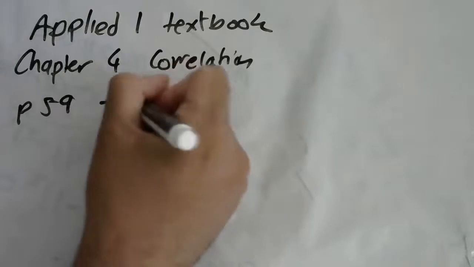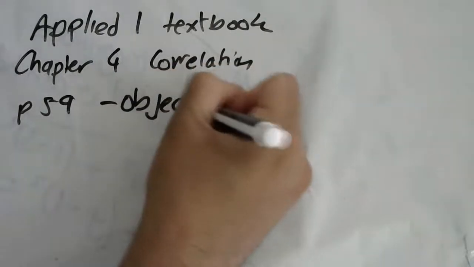Where would you find those objectives? You find them on page 59. So if you want to know what we're doing, that's what we're covering. I'm not going to copy them out for you because it's loads of words, but the objectives of today's lesson are on page 59. Okay, let's roll.